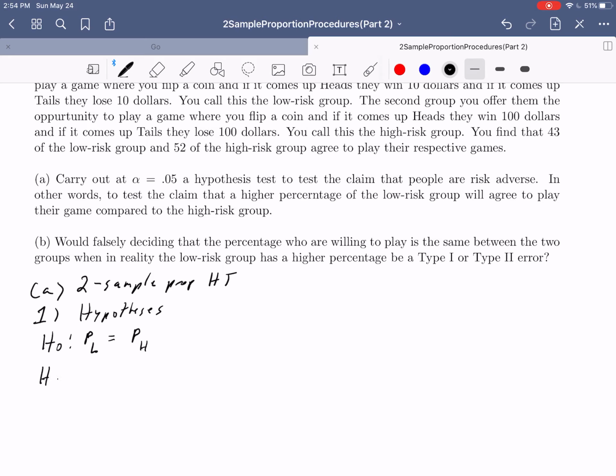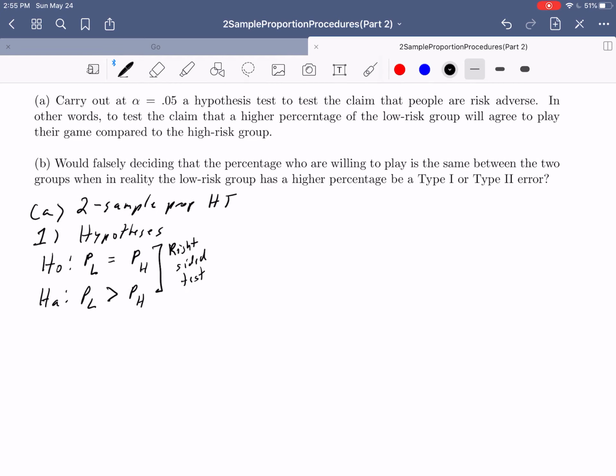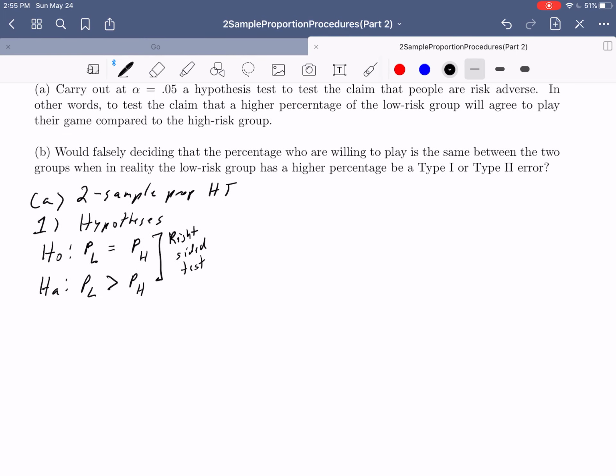For the alternate hypothesis, we know that it's going to be some inequality between these. Let's go back and read our claim. We're trying to test the claim that a higher percentage of the low-risk group will agree to play their game compared to the high-risk group. So we're saying that the percentage who agree to play should be greater for the low-risk group than the high-risk group. That does mean that this is going to be a one-sided test, but of course we want to be a little bit more specific there. We would call this a right-sided test. That means that when we get to step 4 and we want to calculate the p-value, we will need to do 1 minus whatever we find on table A.